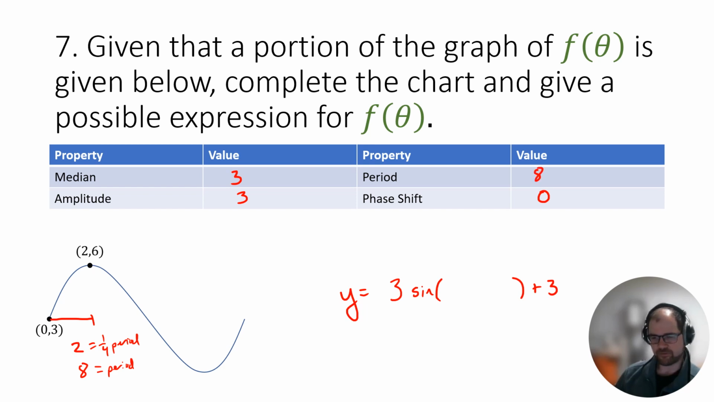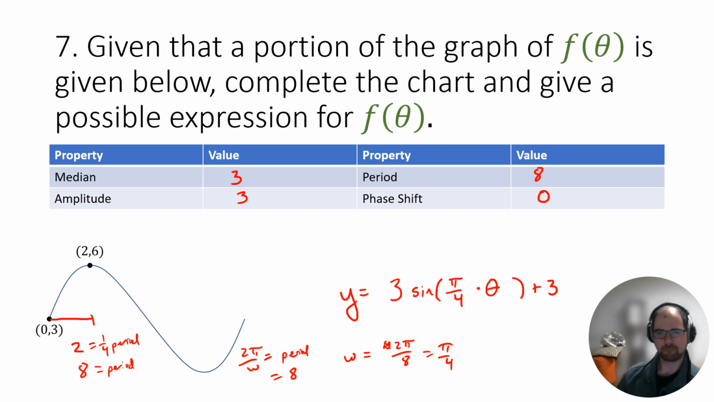Inside the parentheses of the sine function, we have our omega times theta, where 2 pi over omega is equal to the period. We just determined that the period is 8. I can reciprocate both sides and multiply by 2 pi to get omega is equal to 2 pi over 8, or pi over 4. So we have pi over 4 times theta there.